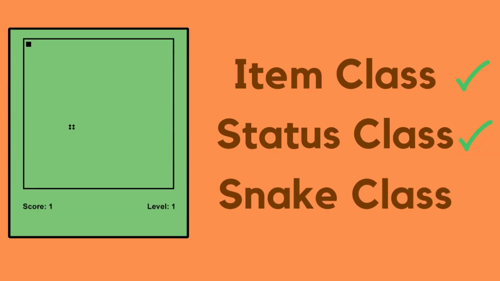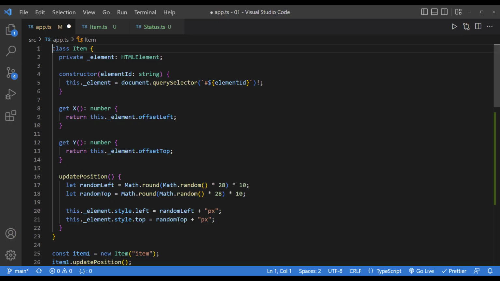We have created two classes so far, item class and status class. All the code is in one app.ts file. This file keeps growing larger and larger. The coding is getting messier and hard to maintain. If we continue creating the snake class in the same file, the problem will get worse.